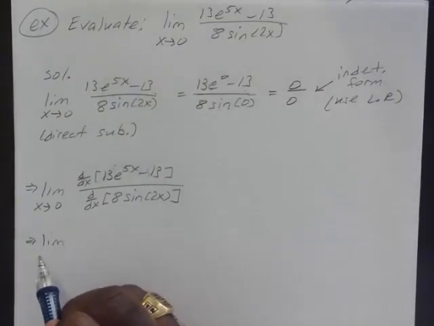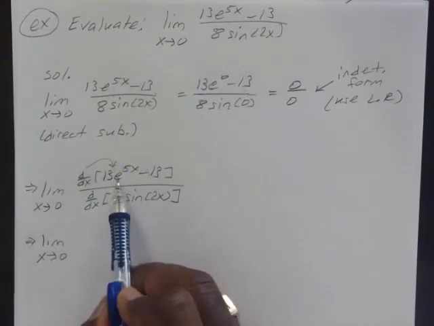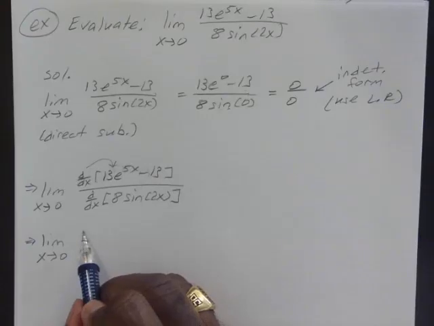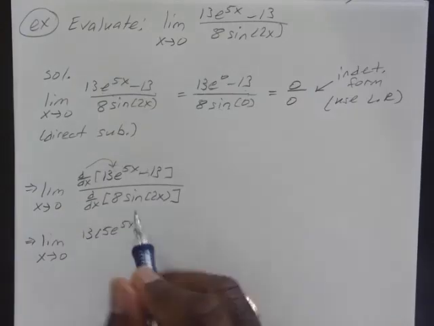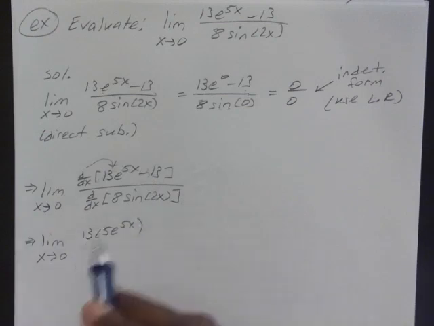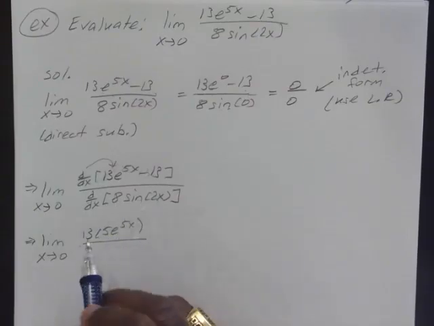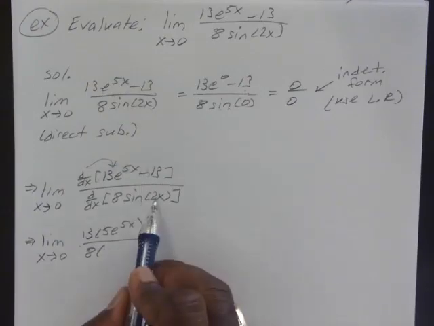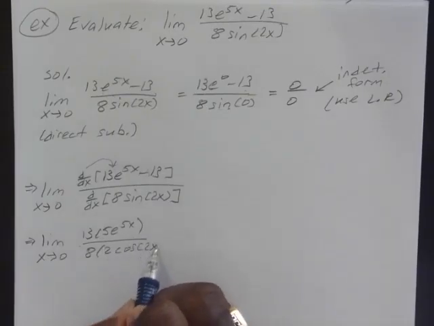Okay, so now we have the limit as x approaches 0. And the derivative of e to the power of 5x is 5 times e to the power of 5x. So we have 13 times 5 times e to the power of 5x, minus the derivative of 13, which is 0, so that disappears, divided by the derivative of 8 times sine of 2x, which is 8 times the derivative of sine, which is cosine, times the derivative of what's inside. So that's just 2 times cosine of 2x.